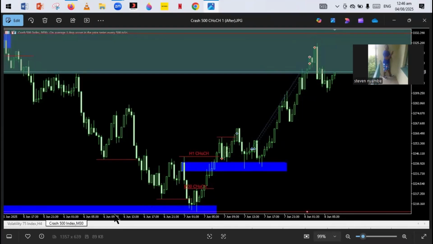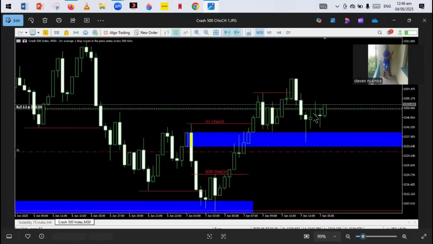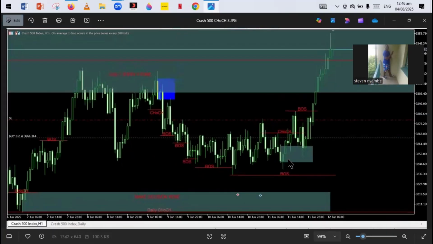So, this is a trade I took on Crash 500 where price changed character and then broke structure and then came back to tap into this order block, and then I took. That is one of the trades I took using this strategy. So that is the trade. And then yes, this is the trade I took on Crash 500.